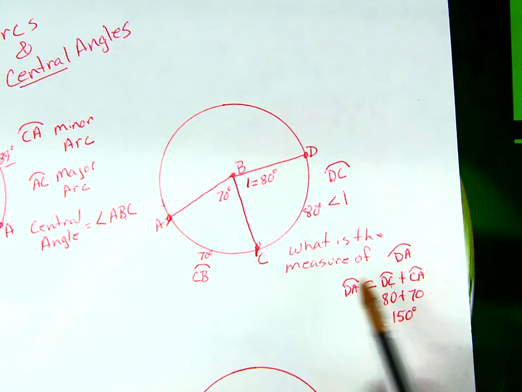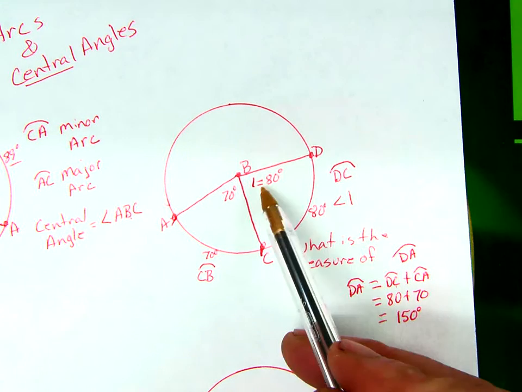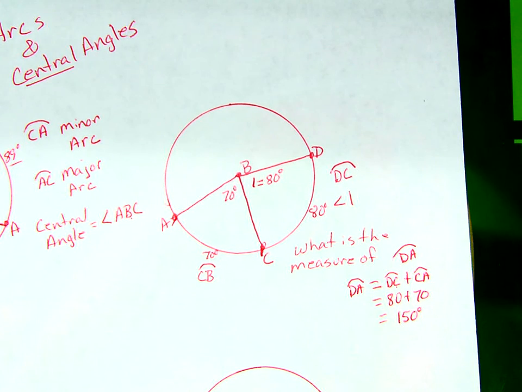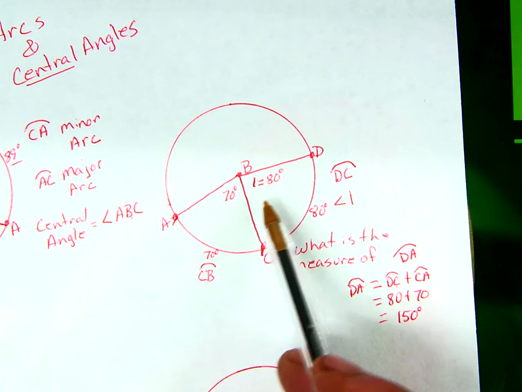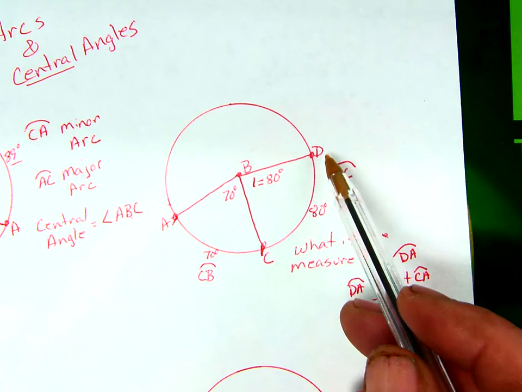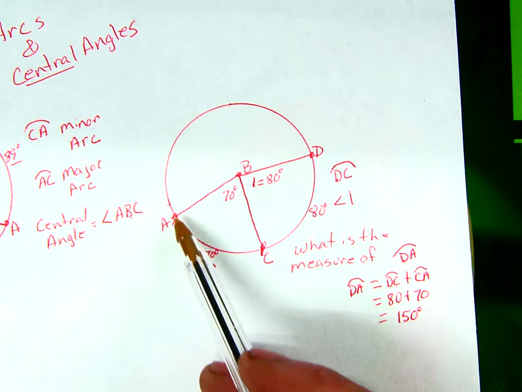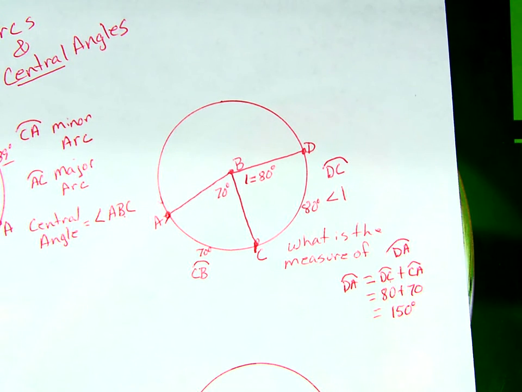So if they give you the measure of an arc, its central angle has the same measure. If they give you the measure of a central angle, the arc has the same measure. If they give you two angles and you need the measure of the arc made by adding together the two angles or the two arcs, add the two measures together and vice versa.